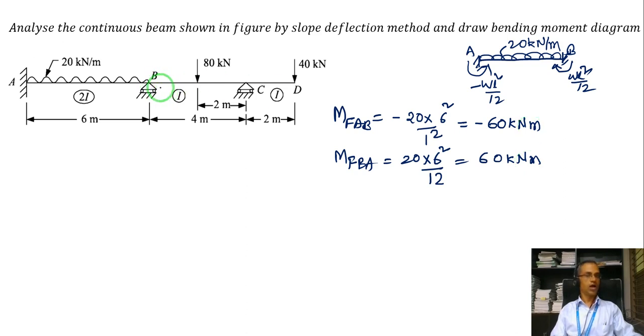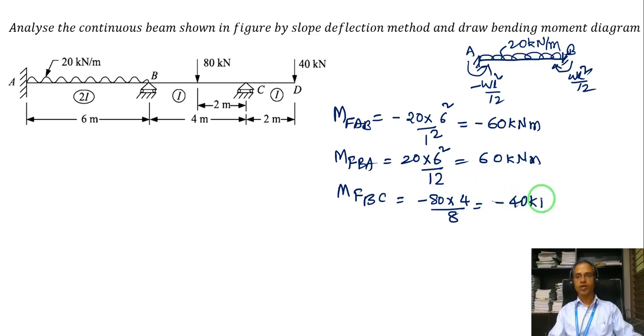And let us have the next span, which is MF, fixed-end moment, for a span BC, which is a point load in the middle, WL by 8. MFBC, which is negative, minus 80 into L, which is 4 meter, by 8, which is minus 40 kilonewton meter.